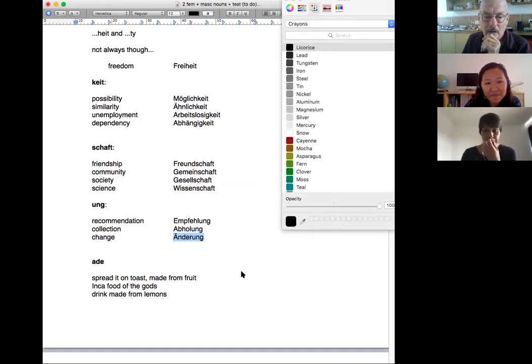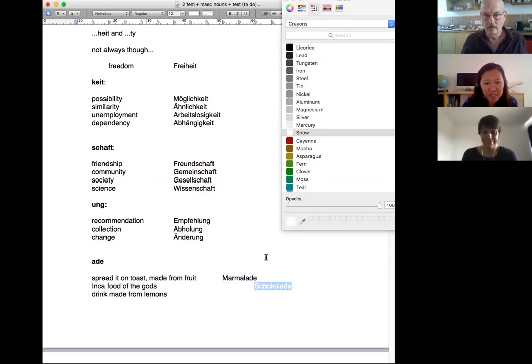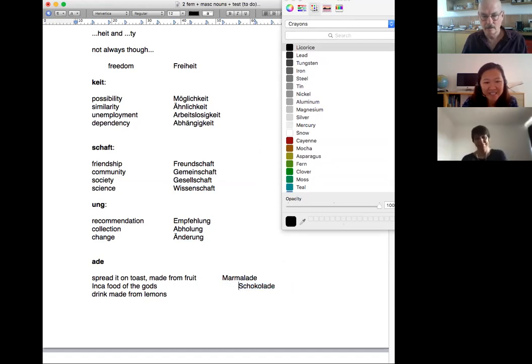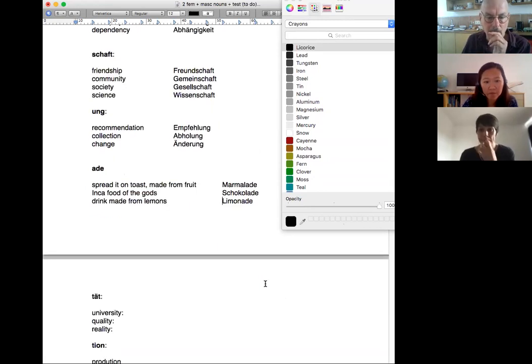You spread it on toast. It's made from fruit. Marmelade. The Inca food of the gods. Schokolade. Chocolate. A drink made from lemons. Limonade. So those are all feminine.